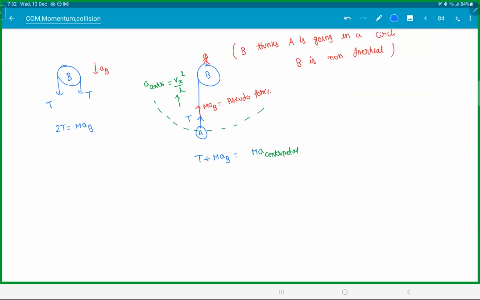But what is MAB? 3T. This will be M Vx square. What is Vx? U by root 3. Mu square by 3L. Tension is equal to Mu square by 9L.